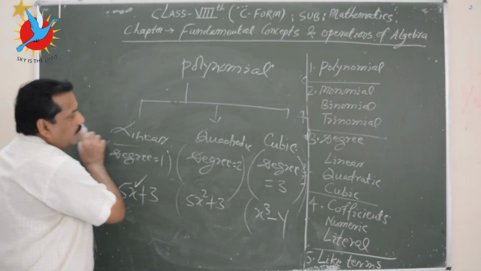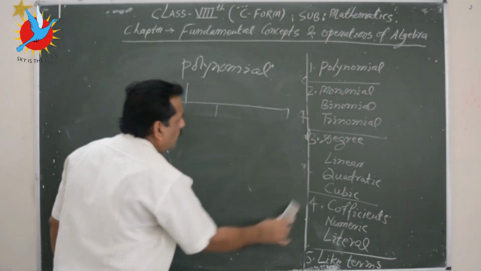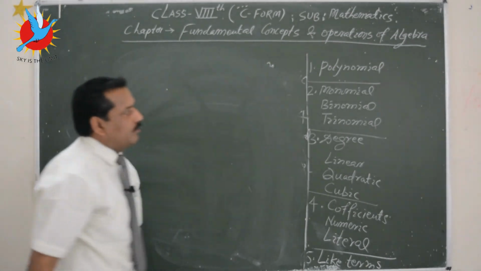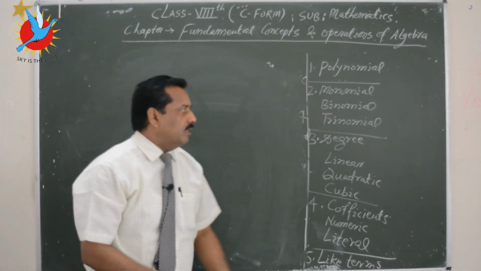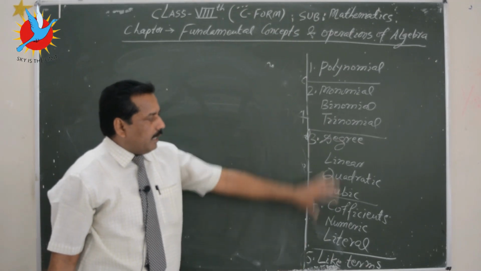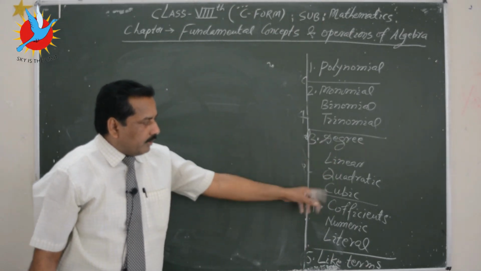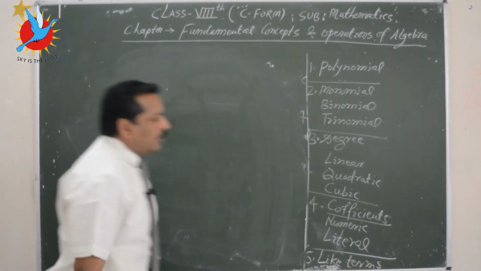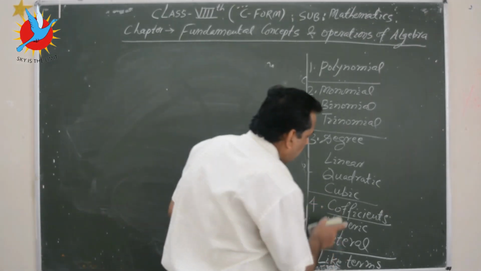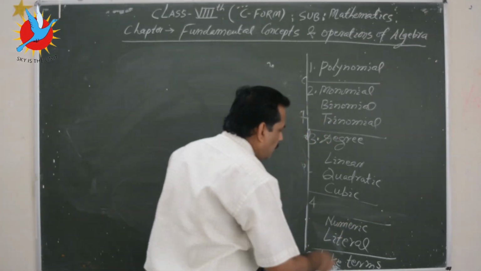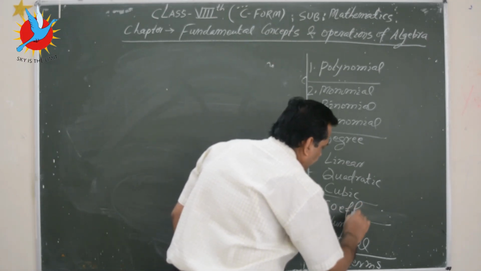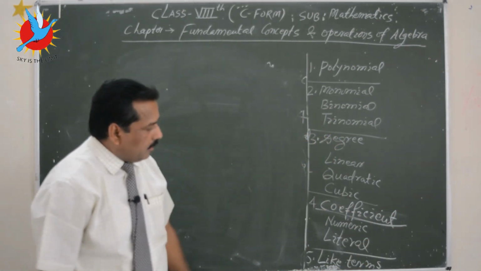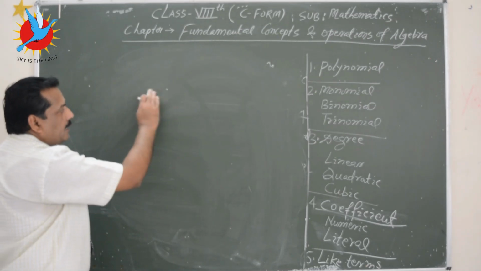Up to this point, I think you can identify a polynomial. You can differentiate between an algebraic expression and a polynomial. You can classify polynomials as monomial, binomial, trinomial. You can again classify and identify linear, quadratic and cubic. And now we are coming to this point, coefficient. Let me correct this spelling. So this is coefficient. Coefficient may be numeric or literal. Let us take an example.